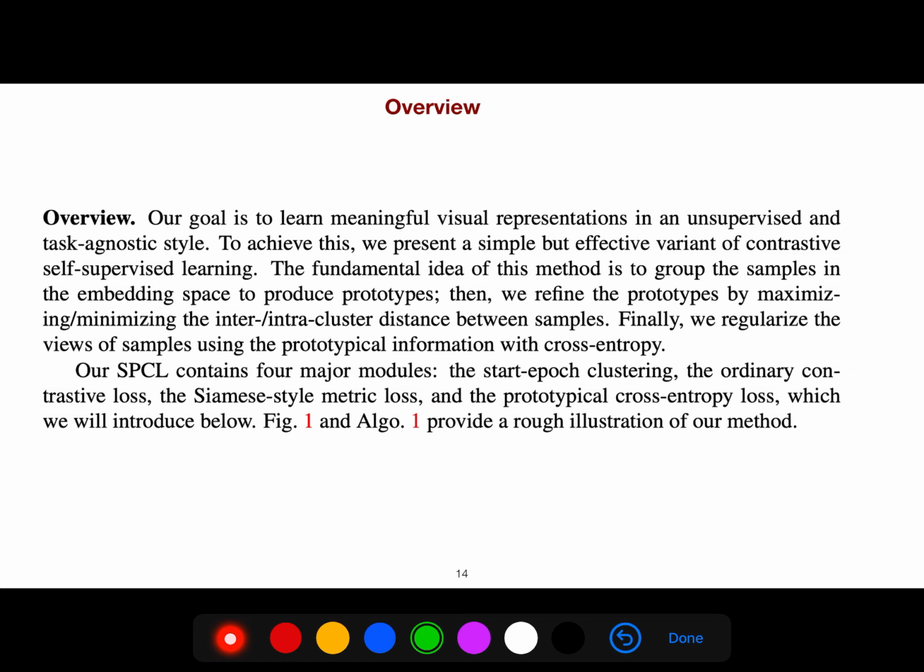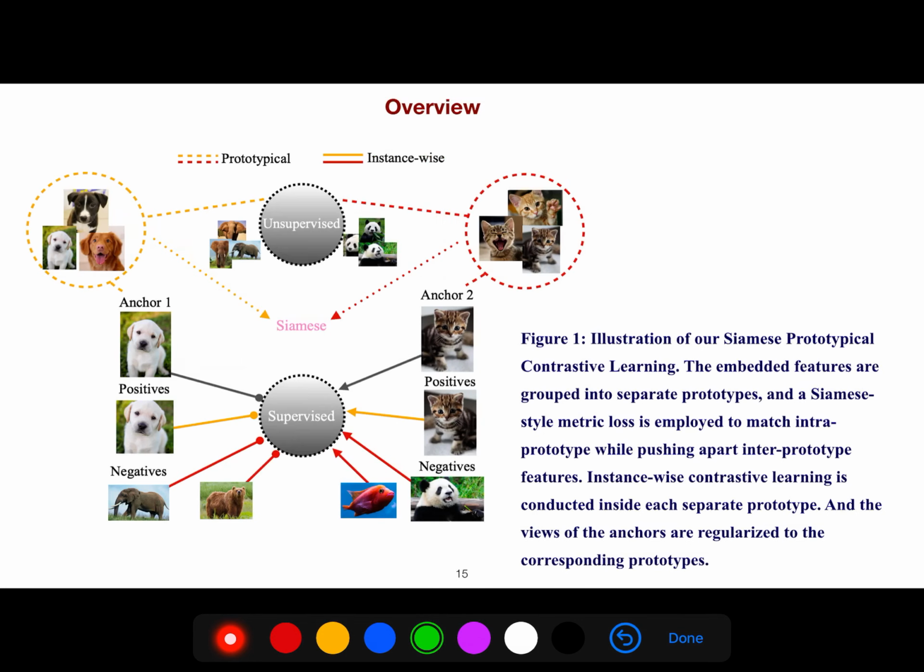To achieve this, we present a simple but effective variant of contrastive self-supervised learning. The fundamental idea of this method is to group the samples in the embedding space to produce prototypes. Then we refine prototypes by maximizing or minimizing the inter or intra-cluster distance between the samples. Finally, we regularize views of samples using prototypical information with cross-entropy.